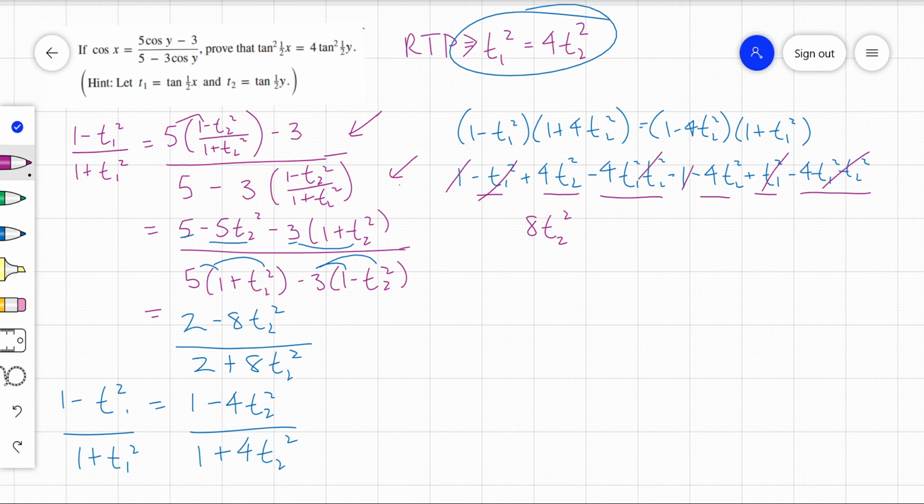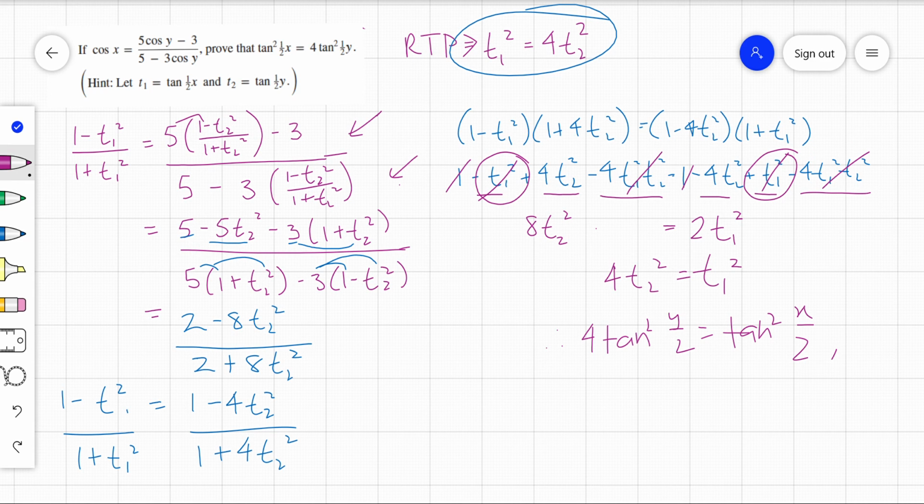What did I do? Oh yeah, I should not have cancelled these ones. So that's a minus t1 squared. This is a positive t1 squared. So I should have put all the t1 squareds on this side. Sorry, there we go. And if we divide by 2, we do get what we are required to prove, that t1 squared equals 4t2 squared. Therefore, I've put it the other way around, but that's okay. 4 tan squared y on 2 is equal to tan squared x on 2. Alright, sorry about that mistake there. Hope that helps.